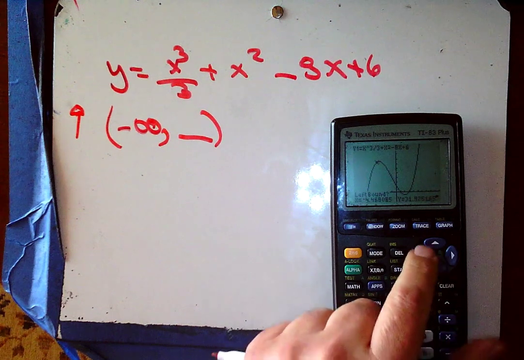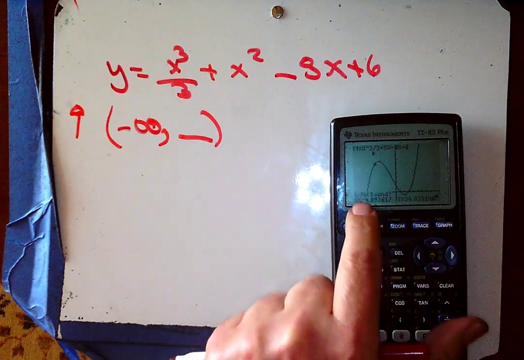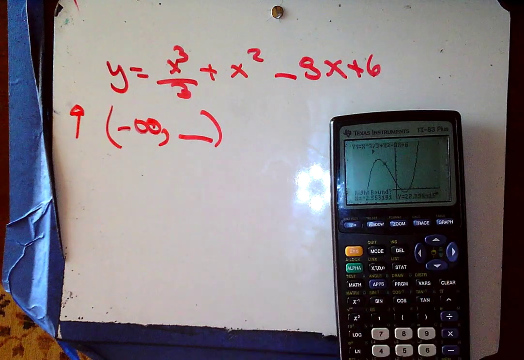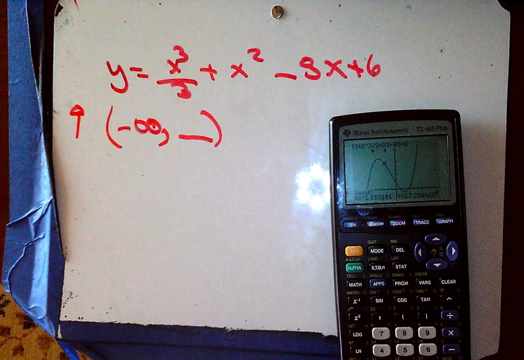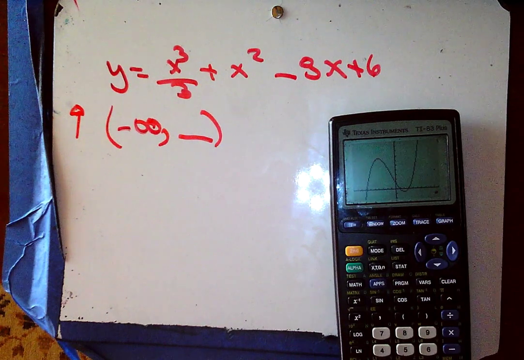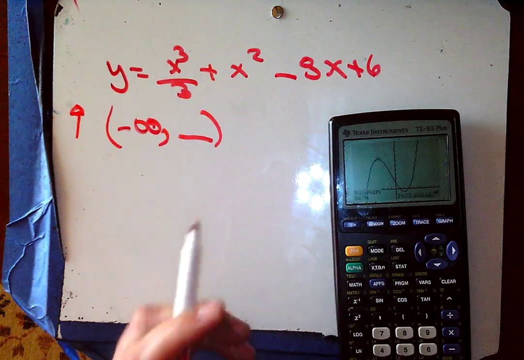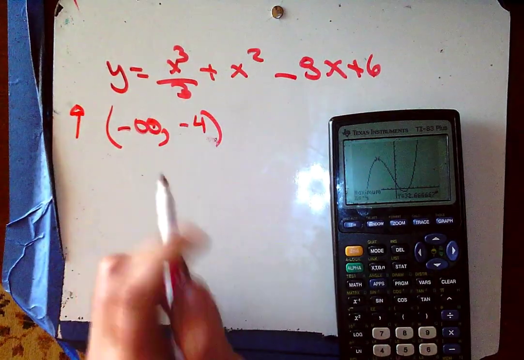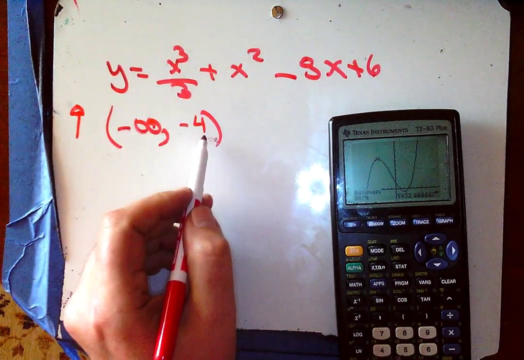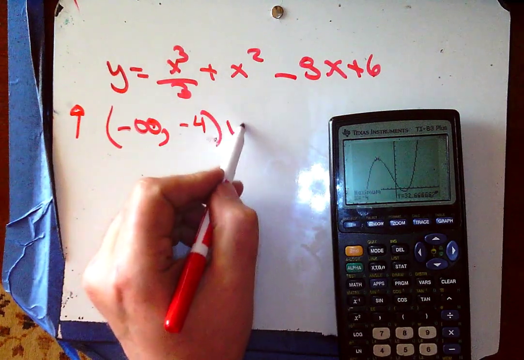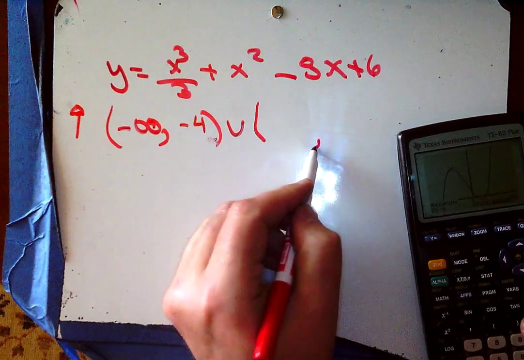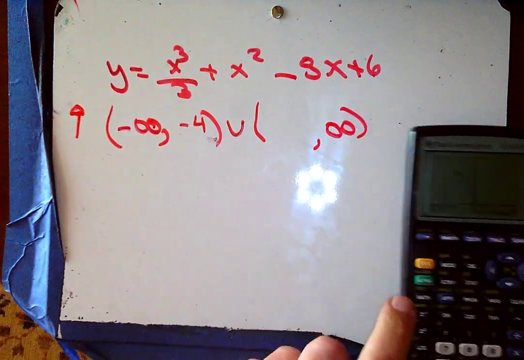Almost there. Hit enter. Go to the right side of the maximum. A little further. Enter. Do you want to guess? Oh no. Hit enter. And so I can see the x value here is -4. So I'm increasing from -infinity to -4. Union, I'm also increasing from here on. So from some point to infinity.